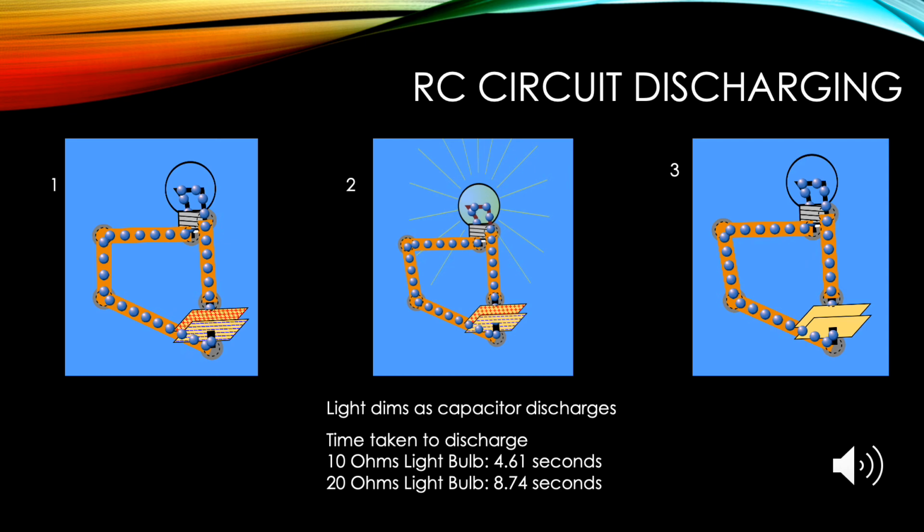After the battery is removed, the capacitor begins discharging. During this phase, as you can see with these 3 images, the light bulb turns on as the current starts again, but once the capacitor is fully discharged, the light bulb turns back off. For the 10 ohm light bulb to completely discharge, it took 4.61 seconds, and for the 20 ohm light bulb, it was almost double that amount of time.